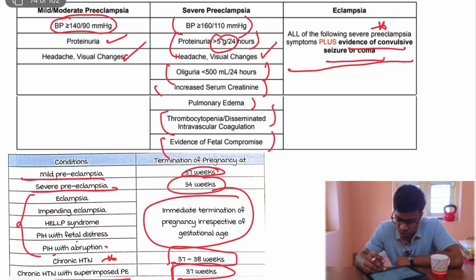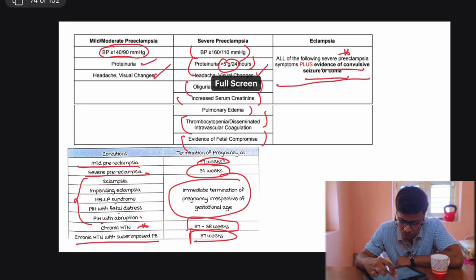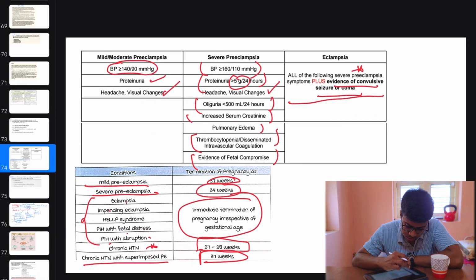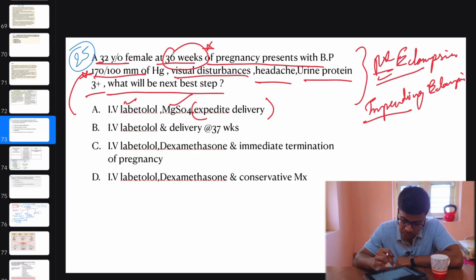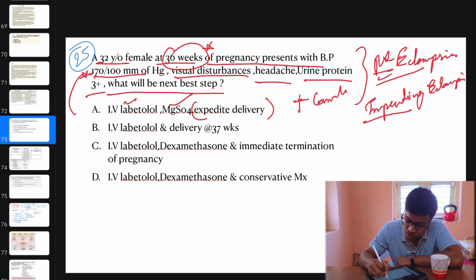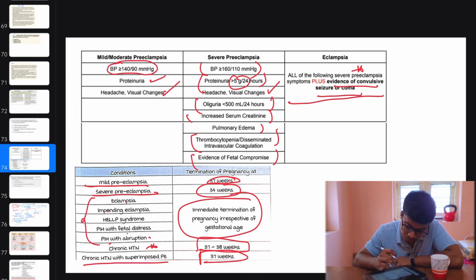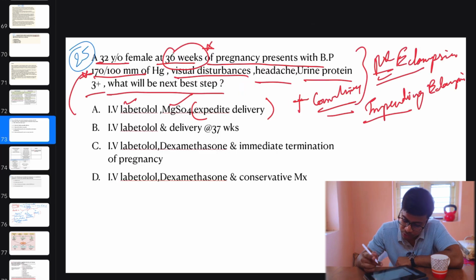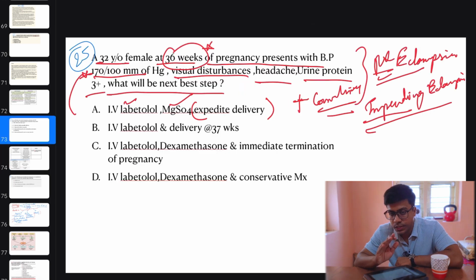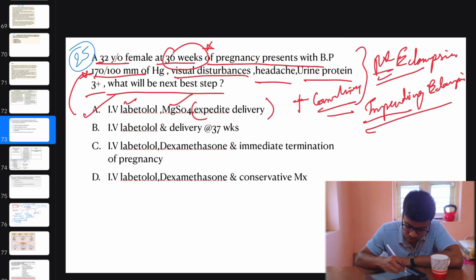So for seizures and coma, convulsions, in this case, if they would have given other findings like convulsions, then it's a case of eclampsia. This question is a little bit incomplete, but still there is a basic answer: IV labetalol, MgSO4, expedite pregnancy.